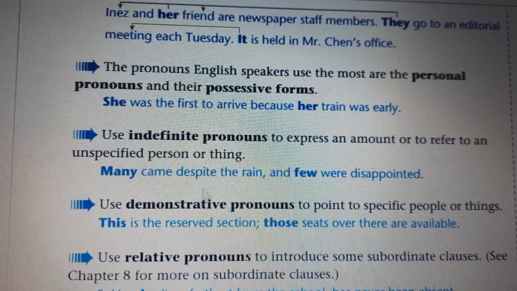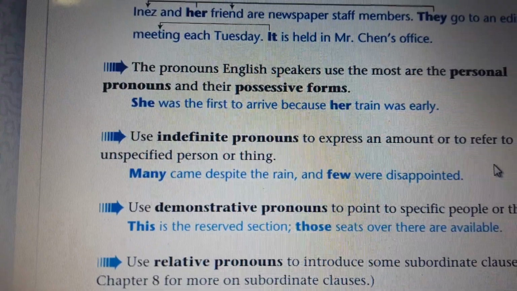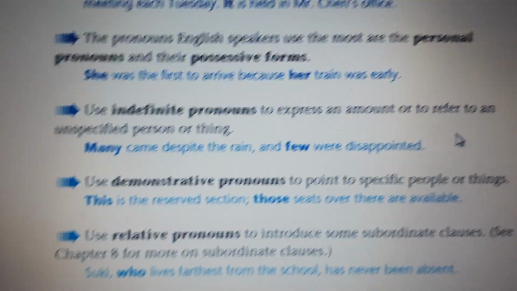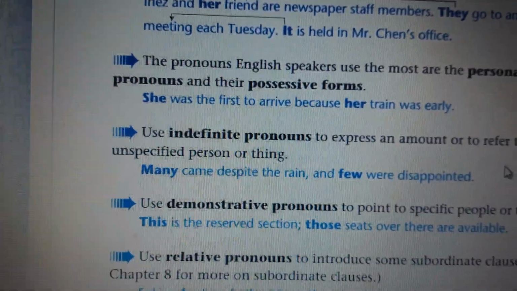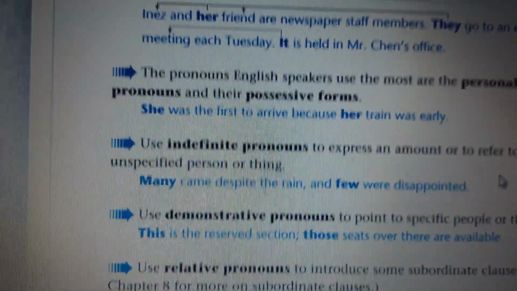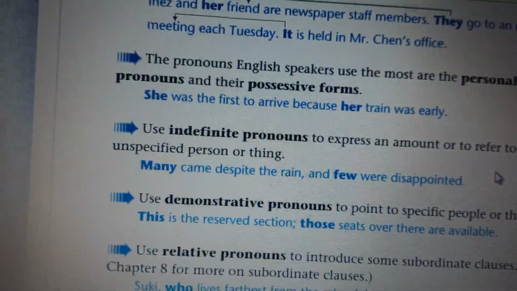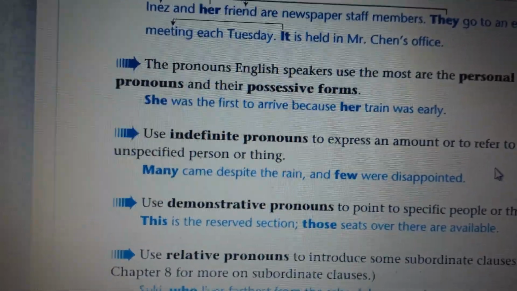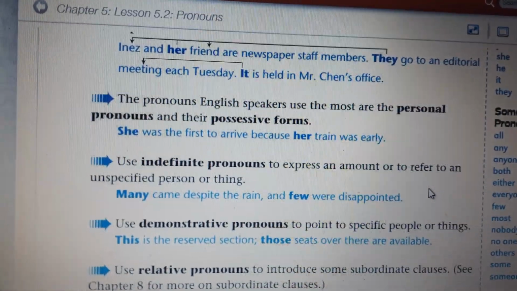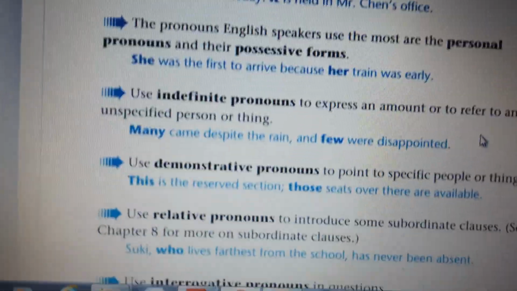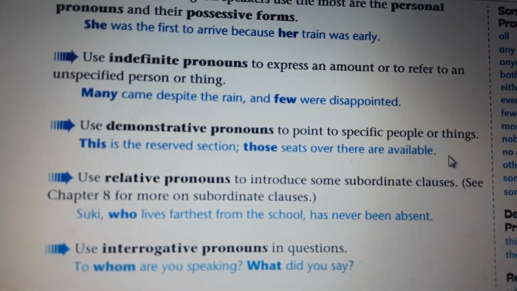Here I gave you this one: an indefinite pronoun is used to express an amount or to refer to an unspecified person or thing. Have a look at this example. Many came despite the rain, and few were disappointed. So, many came despite the rain, like many people, and few were disappointed. Okay, so this is an amount, or an unspecified person or thing. I said it's so easy, but you have to study a little bit more.